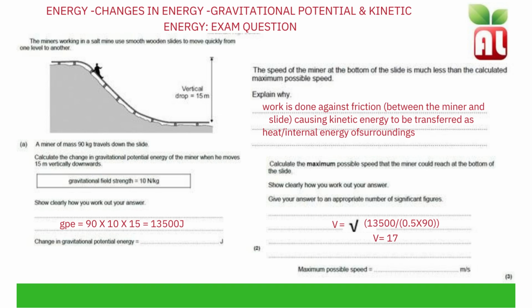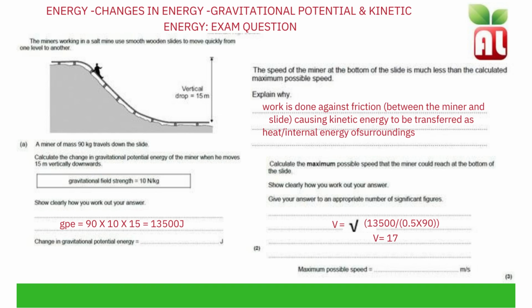We need to rearrange this equation to calculate the velocity. We assume that the kinetic energy is 13,500 joules. Divide this by 1/2 times the mass, and then we square root our answer to find the velocity of 17 meters per second. The speed of the miner at the bottom of the slide is much less than the calculated maximum possible speed. Explain why.